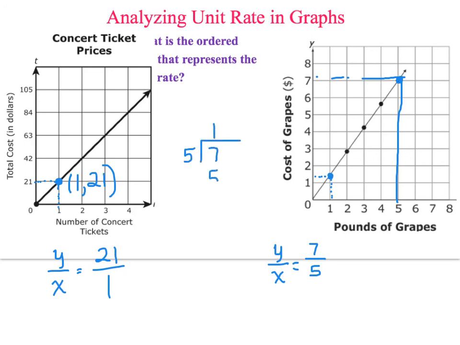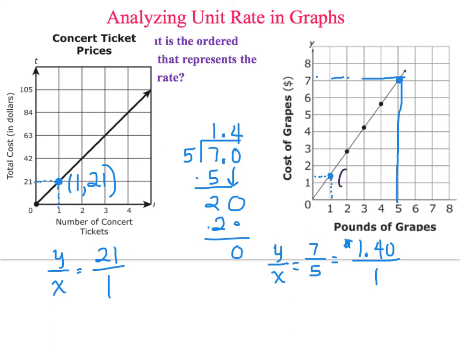5 goes into 7 one time. Subtract, I get 2. I need to add a decimal and a 0. 5 goes into 20 4 times. So the constant of proportionality, or the unit rate, is $1.40 for every 1 pound of grapes. So now, to write that as an ordered pair, I'm going to take my x, comma, y. So my ordered pair is 1, comma, 1.4.